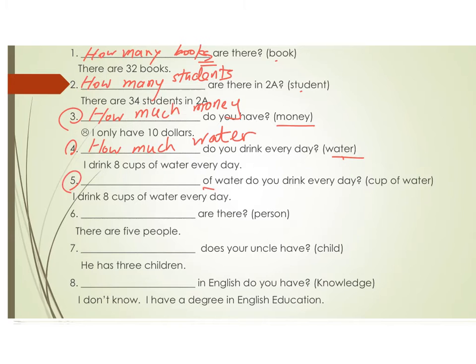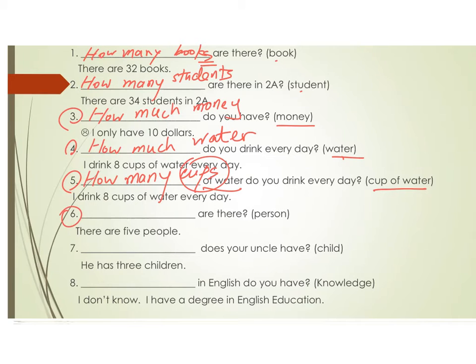Number 5. Of water. Cup of water. How many cups of water? Yeah, the cups is the partitive of water. So cups is countable, so we have to say cups rather than cup.